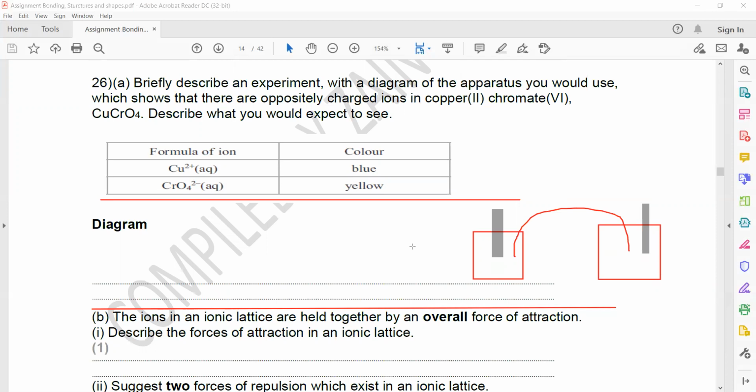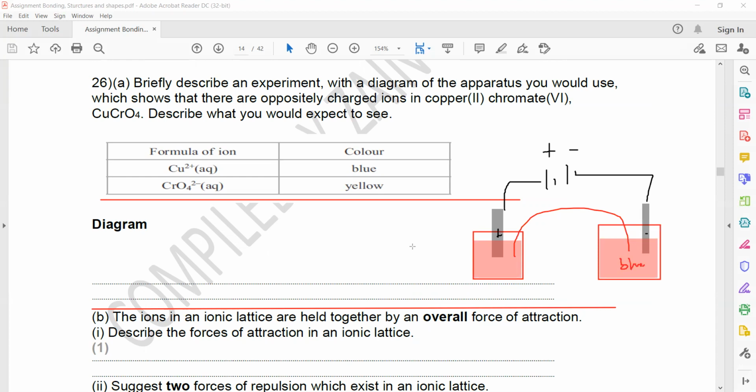One is connected with a positive terminal and the other one is connected with a negative terminal. And we can have the solution of copper(II) chromate. So when we do electrolysis, the copper ions are positive, so they will move toward the negative electrode. So this solution will turn blue.